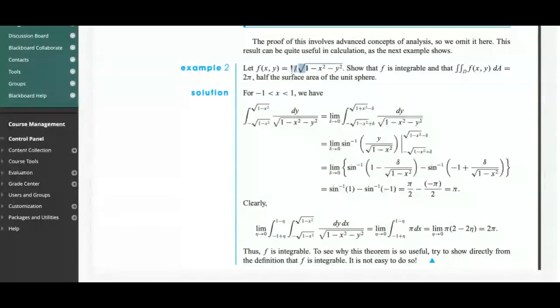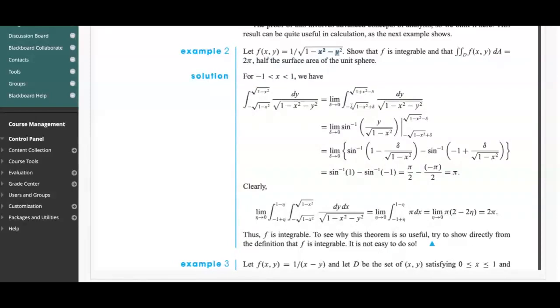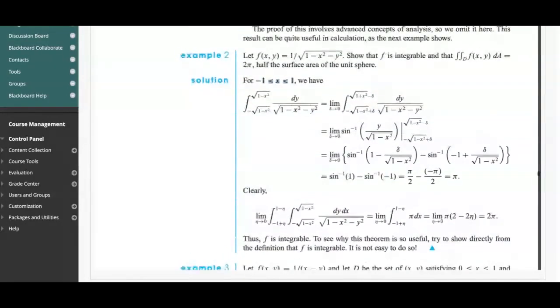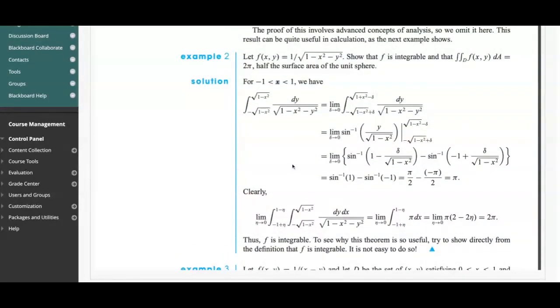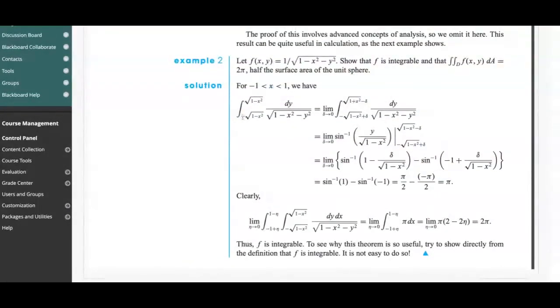Let's see this example. The function f is defined as 1/√(1 − x²−y²). We see x and y cannot be 1, right? So x² + y² cannot equal 1. If it equals 1, it causes trouble. So for x from -1 to 1, no problem. This is only for x. So y depends on x, right?